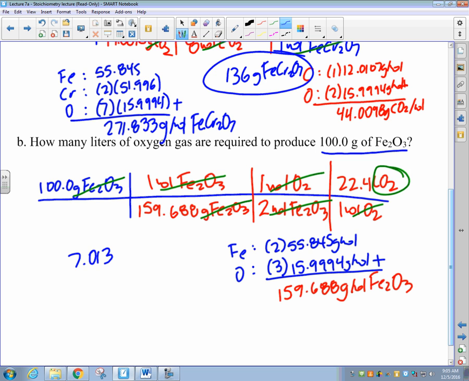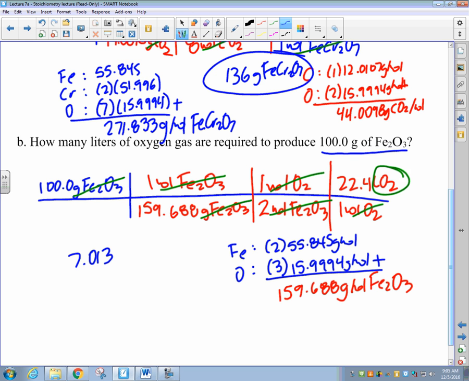And sig figs here. It's a tricky question. So 100.0 has 4 sig figs. This molar mass has lots of sig figs, right? Mole ratio doesn't count towards significant figures because this is an exact conversion factor. Does 22.4 liters per mole count towards sig figs? Are there exactly 22.4 liters per mole, or are there kind of 22.4-ish liters per mole?